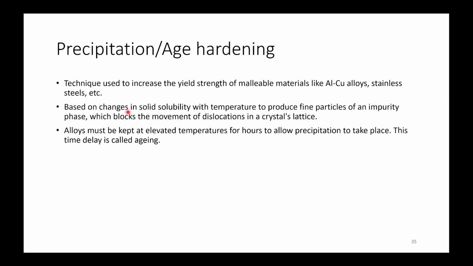Based on changes in solid solubility with temperature, it produces fine particles of an impurity phase that block the movement of dislocations in a crystal's lattice. Alloys must be kept at elevated temperatures for hours to allow precipitation to take place, and this time delay is called aging.